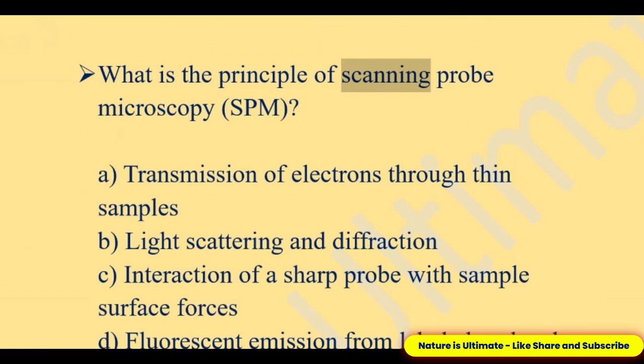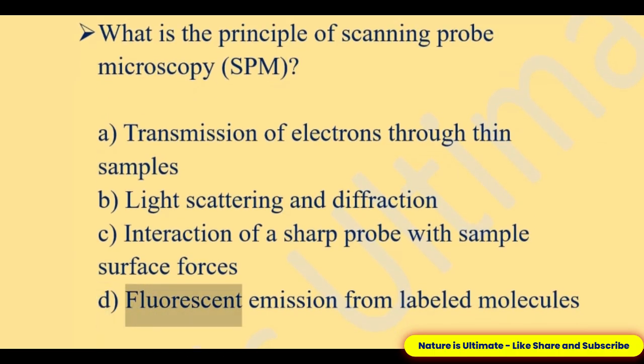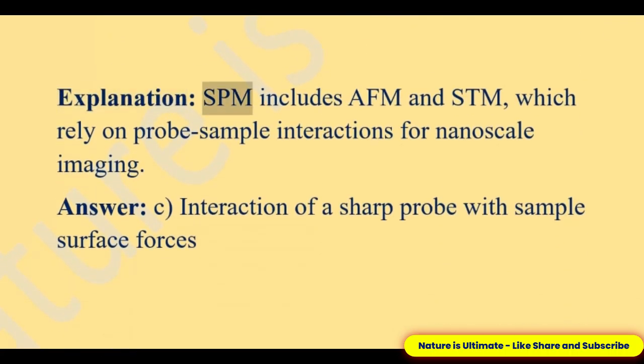What is the principle of scanning probe microscopy, SPM? A. Transmission of electrons through thin samples. B. Light scattering and diffraction. C. Interaction of a sharp probe with sample surface forces. D. Fluorescent emission from labeled molecules. Explanation: SPM includes AFM and STM, which rely on probe-sample interactions for nanoscale imaging. Answer: C. Interaction of a sharp probe with sample surface forces.